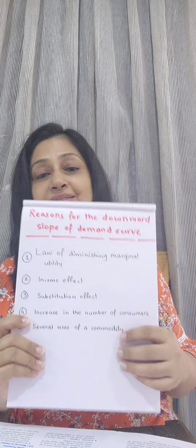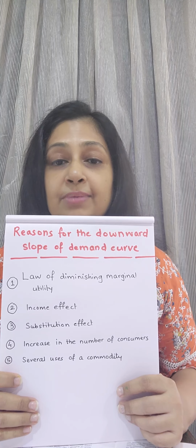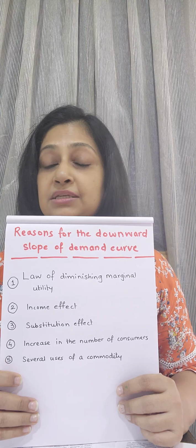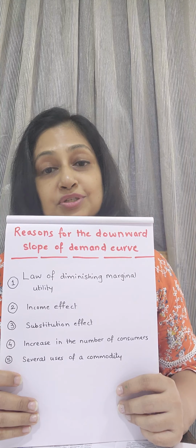So today I'll get started with one question on the demand chapter, which is: why does the demand curve slope downward, or what are the reasons for the downward slope of the demand curve? Here are the reasons: law of diminishing marginal utility, income effect, substitution effect, increase in the number of users, and several uses of a commodity.